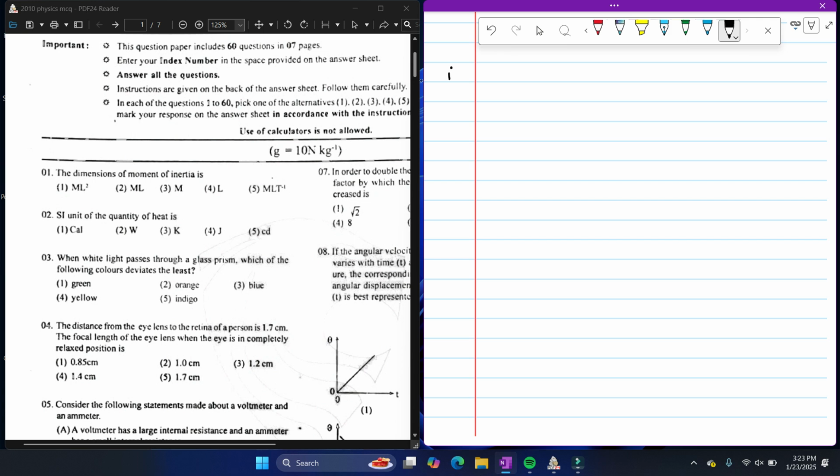When considering the equation which we are expected to write when identifying the moment of inertia of an object, we use the equation I equals mr square. So here we need to find the dimensions of I, and the dimension for m is capital M, and for r, it's a length, so the dimension is length squared. So the answer is ML square. For the first question, the answer is number 1.